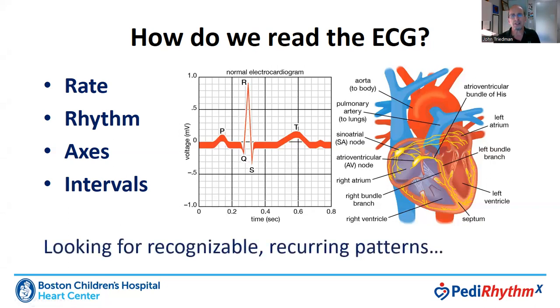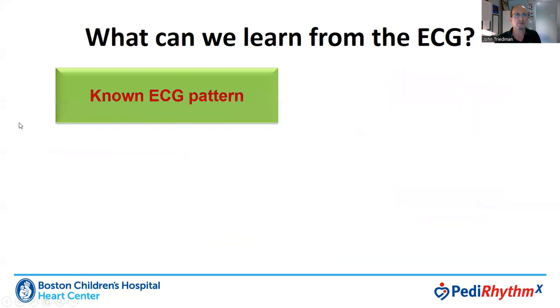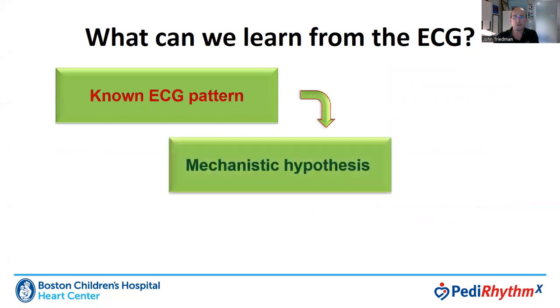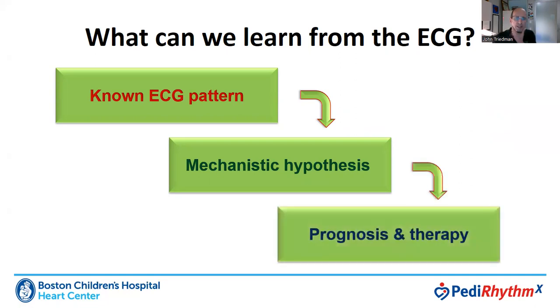Essentially, what we would like to do when we look at the electrocardiogram when we're thinking about tachycardia mechanisms is to look for recognizable and recurring patterns. So when we see these known electrocardiographic patterns, what can we learn? Well, first of all, we can often create a mechanistic hypothesis. In other words, a way of thinking about what we see that gives us an insight into what the arrhythmia is. And if we know what the arrhythmia is, oftentimes we can make very specific prognoses and prescribe specific therapies, either acute or chronic, to address those arrhythmias.